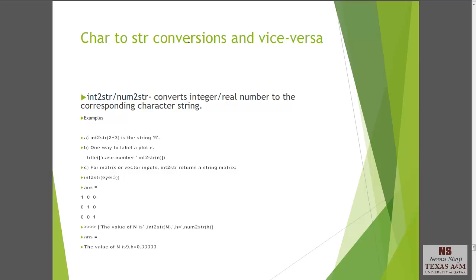How to do a character to string conversion and vice versa. It is using the int2str or num2str commands. It converts an integer or a real number to the corresponding character string. So int2str of 2 plus 3 is the string 5. One way to label a plot is title, then you have a case number, and you say int2str of that particular number. For matrix or vector inputs, int2str returns a string matrix. So int2str of I of 3 returns a string matrix.